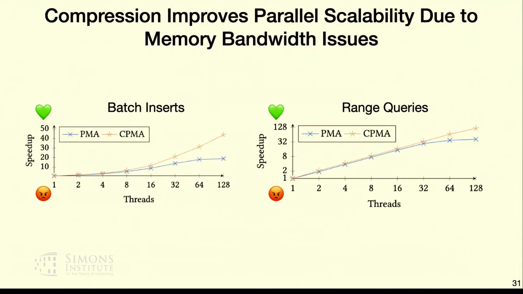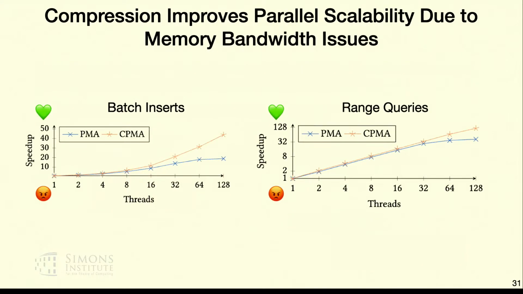One reason that we were interested in doing this is that, like I said, the main issue in scalability is often not the parallelism, but the memory bandwidth. The batch insertion algorithm that I just showed you is for PMAs, but you can easily translate it into compressed PMAs. This is just classical parallel scalability. This line is CPMA, this line is PMA, and this is the number of threads. The CPMA has higher parallel scalability than the PMA because you have to move fewer bytes around. And you see a similar thing for the range queries.